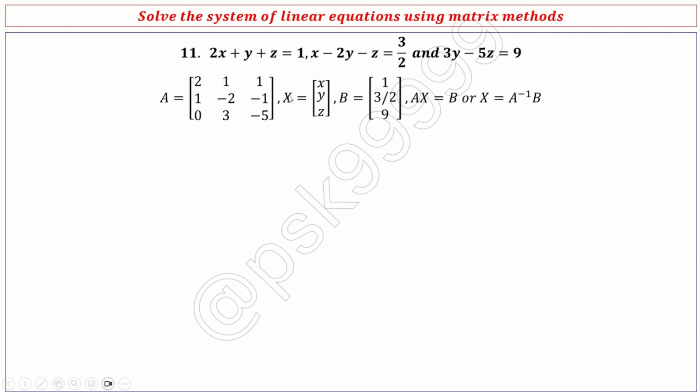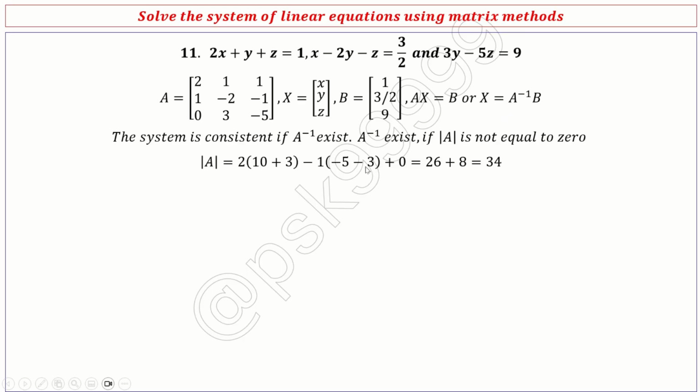This is my A. My X is the three variables, so in a column I write x, y, z. B is the RHS side, which is 1, 3 by 2 and 9. So the method is the same as I said: A into X equal to B, and X is A inverse of B. So find out A inverse.